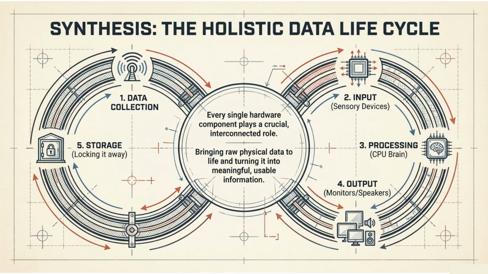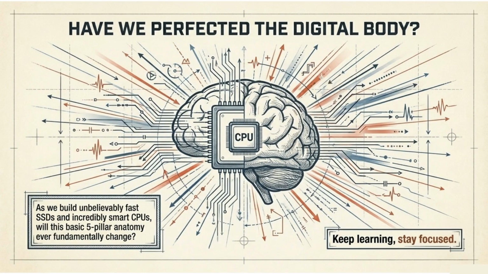It moves from data collection and input to processing, then to output, and finally to storage, where raw physical data is turned into meaningful, usable information. As we continue to advance with faster SSDs and smarter CPUs, a core question remains: will this basic 5-pillar digital anatomy ever fundamentally change?